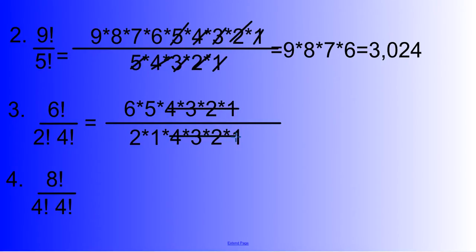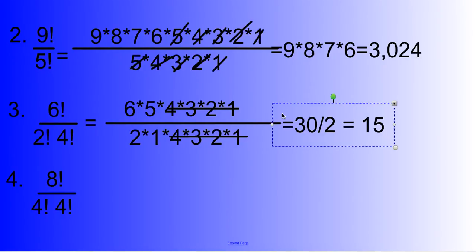All right, so same as before, anything in the numerator can cancel with anything in the denominator. So 4 on down drops out. So we're left with 6 times 5, which is 30. 2 times 1 is 2. And so we have 30 divided by 2, which is 15.